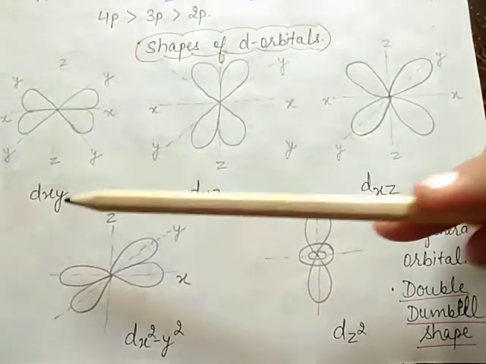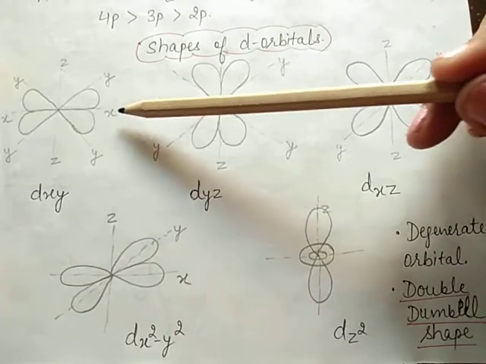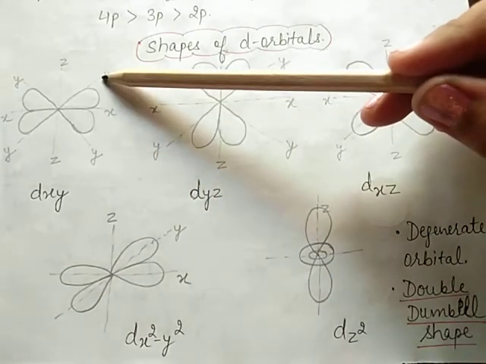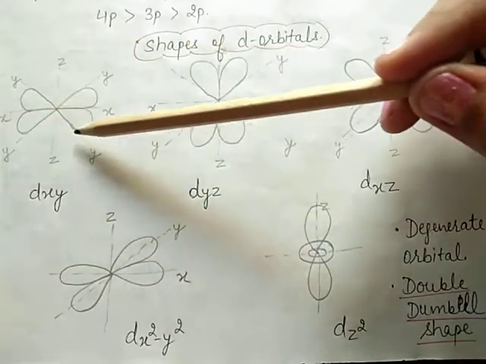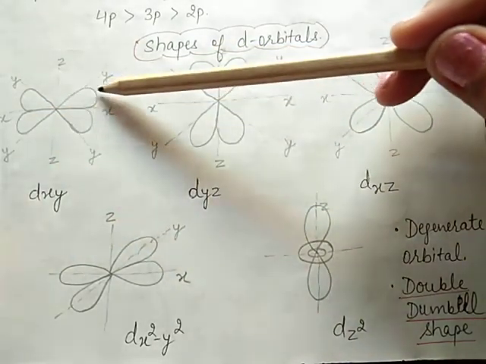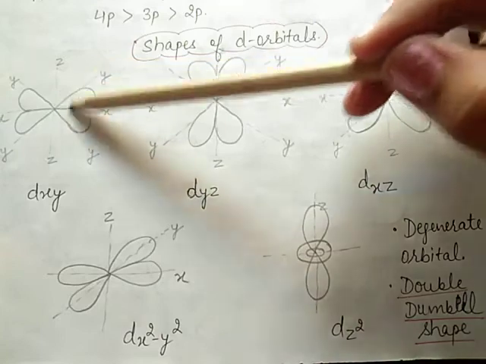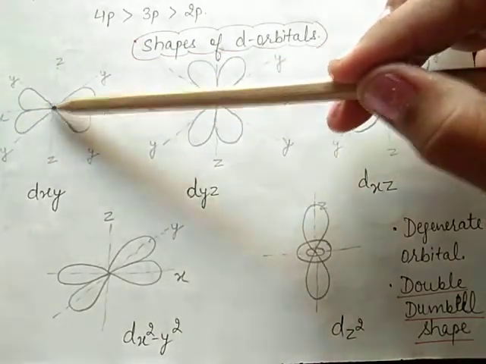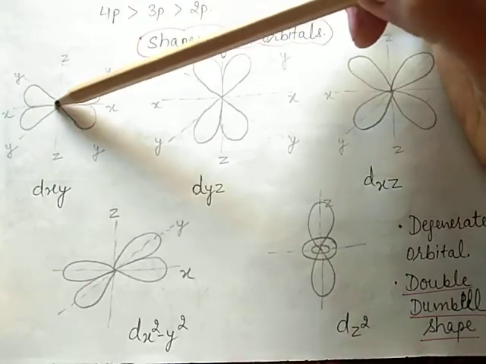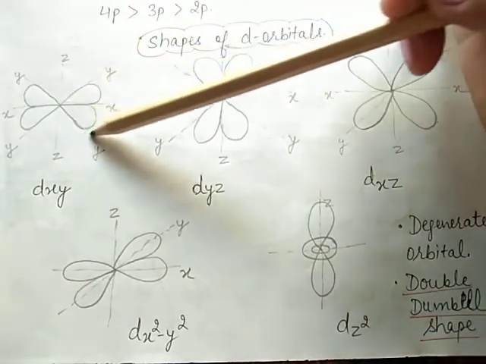First 3 orbitals: dxy. This is x-axis, this is y-axis, this is z-axis. These lobes are present between the x and y axis. This is xy, after that this one.